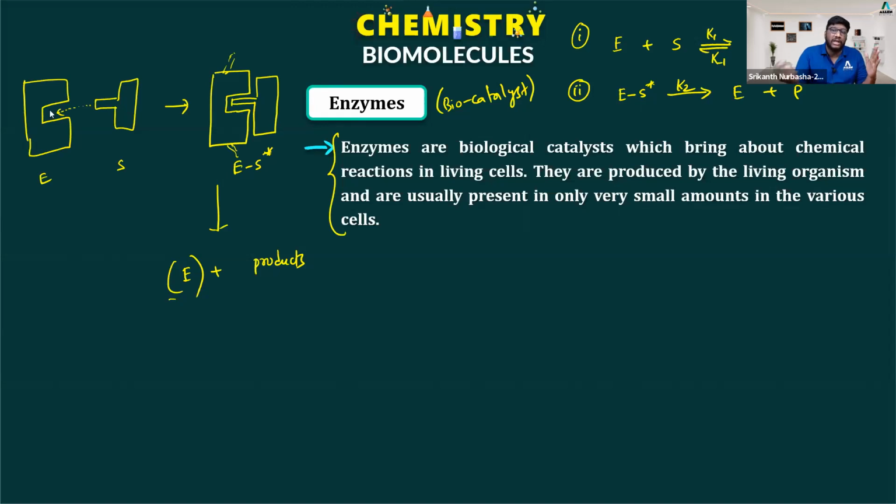The enzyme is actually holding the substrate. It is attracting the substrate. The enzyme will attract the substrate to form the complex, the enzyme-substrate complex. And that complex will lead to the product, releasing back the enzyme.